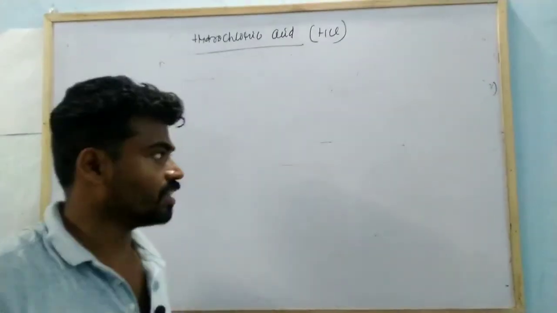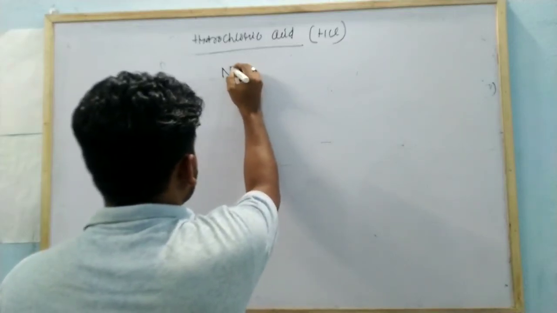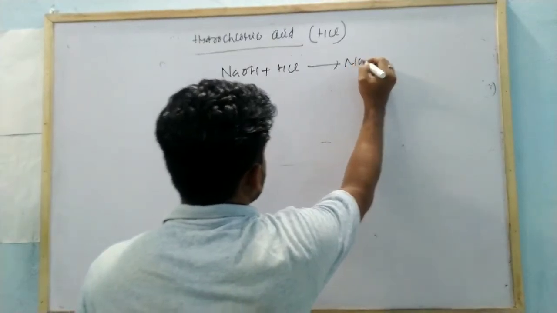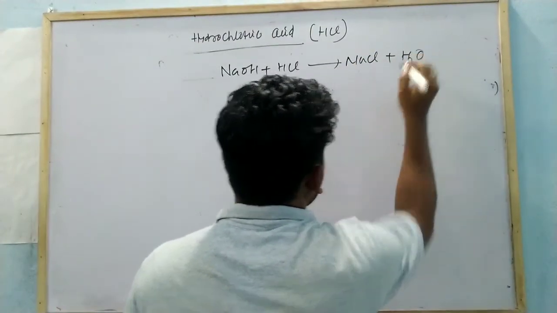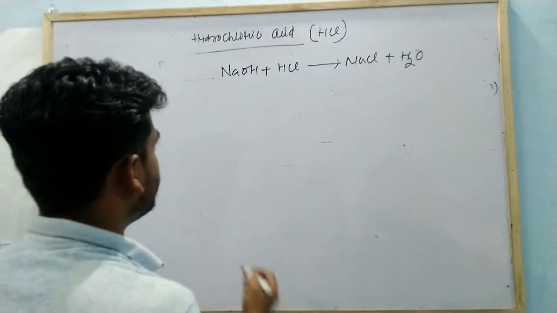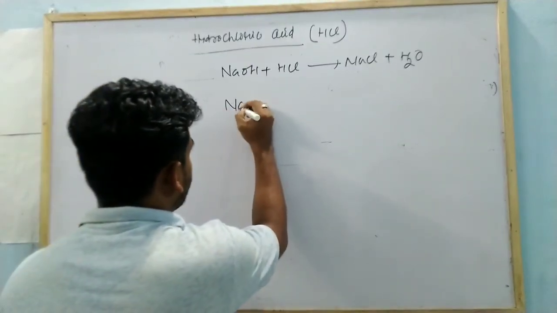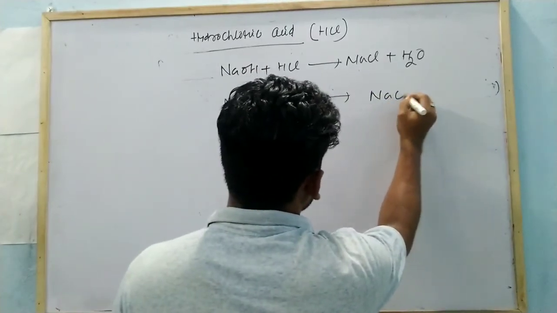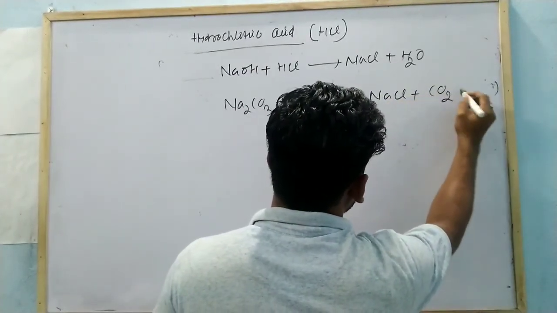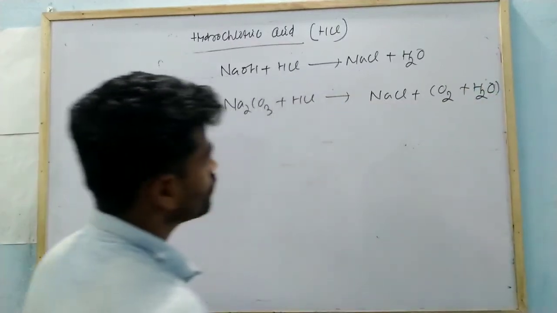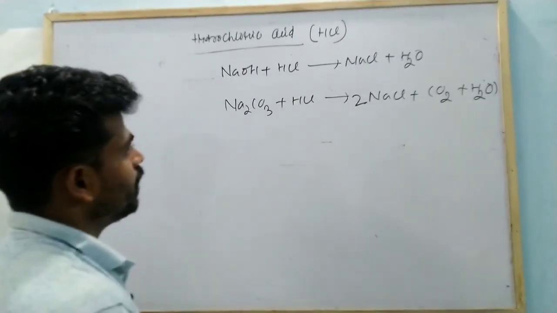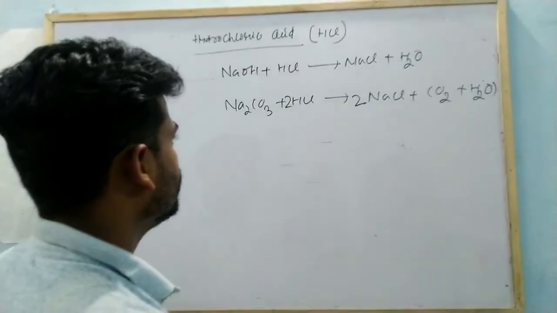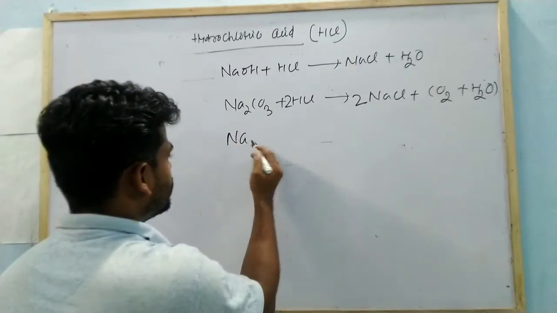Let's see, the reaction can be written like this: NaOH, strong base, plus HCl giving rise to NaCl salt plus H2O water. Next, if I treat Na2CO3 plus HCl, the product is NaCl plus carbon dioxide plus H2O. Just balance this equation, 2 NaCl and 2 chlorine here, 2HCl. Is that clear?